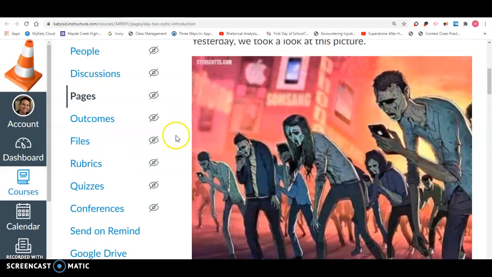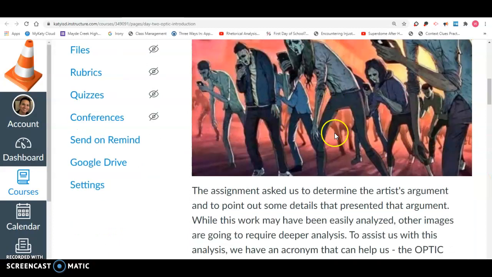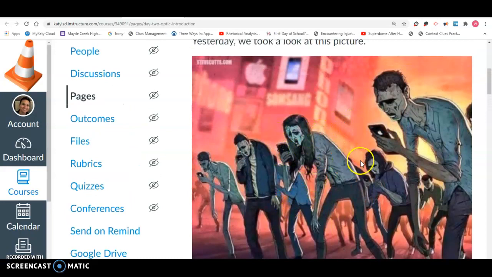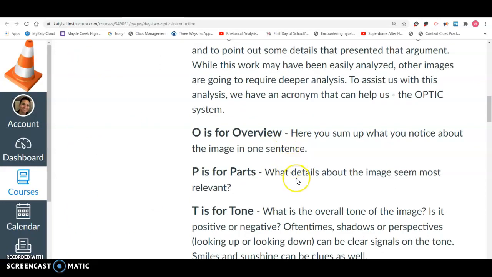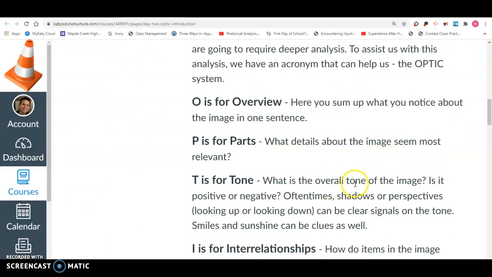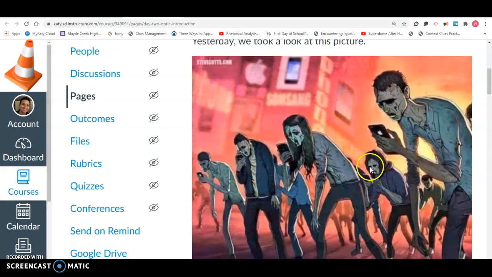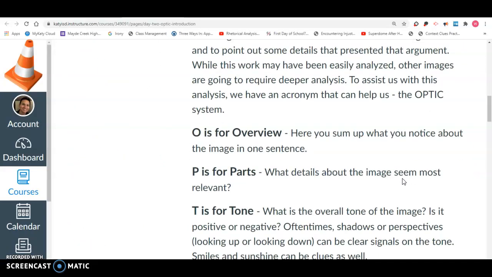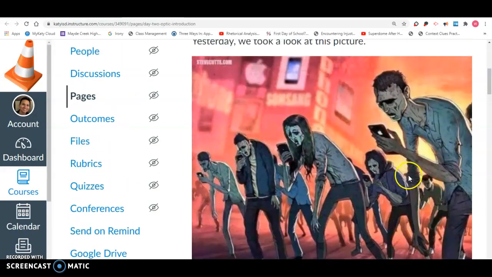O, again, overview. What's the picture in one sentence? P is parts. What are the important parts of this picture? T is for tone. Is the overall tone here negative or positive? And lastly, about tone, there are a lot of clues here.